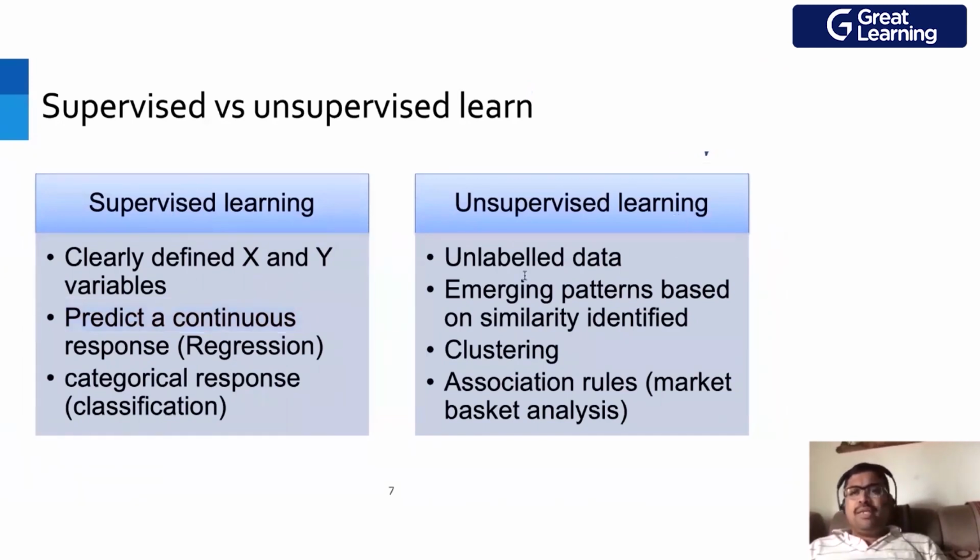In unsupervised learning, as we already talked about, it is unlabeled data, with emerging patterns identified based on similarity. Clustering is more about similarities and patterns. Association rules are essentially: if somebody buys this, would that person also buy something else? There are different types of rule-based algorithms that come up, which are called association rules. So that's unsupervised learning.